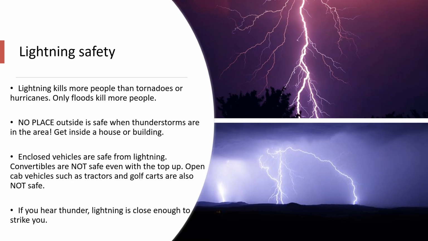Lightning safety is important because lightning kills more people than tornadoes or hurricanes. Only floods kill more people. No place outside is safe when thunderstorms are in the area. Get inside a house or building. Enclosed vehicles are safe from lightning, but convertibles are not safe even with the top up. Also, open cab vehicles such as tractors or golf carts are not safe. If you hear thunder, lightning is close enough to strike you.